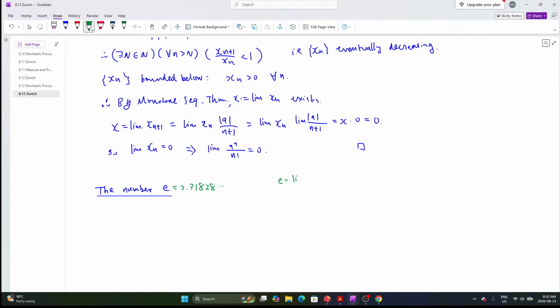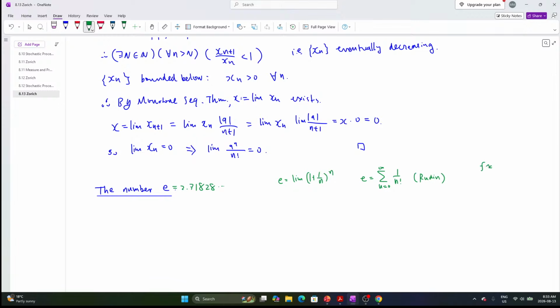e can be the limit of a sequence: the limit of (1 plus 1 over n) to the n. It can also be a series: the summation of 1 over n factorial, n going from 0 to infinity. It's also a popular definition. I think in Rudin, e is defined this way. And you can also define e using a derivative. That's the definition of e in Stewart. So Stewart's calculus defines e this way.